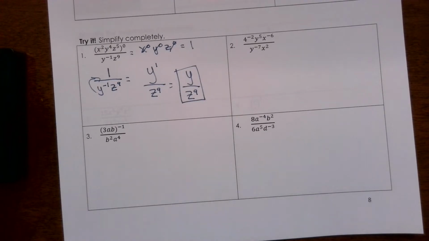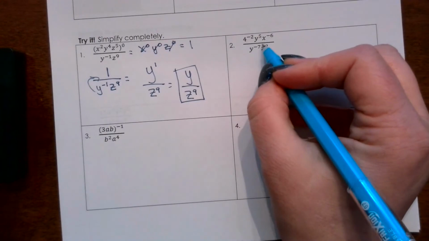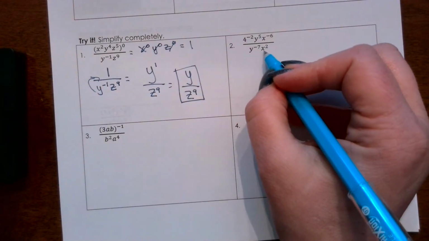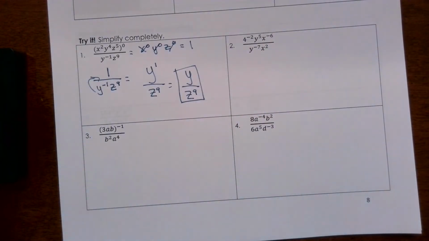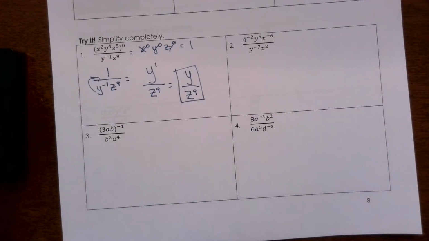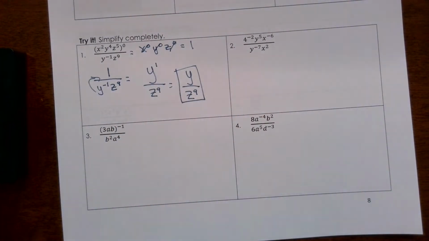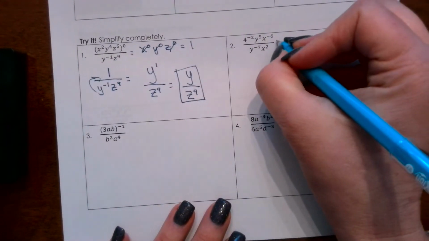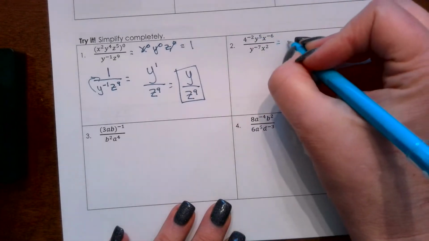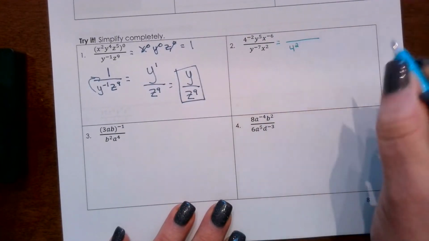So I'm going to look now at my number 2. I've got 4 to the negative 2, y to the fifth, x to the negative 6 over y to the negative 7, x to the power of 2. I need to get rid of my negative exponents. I don't have the same base up here, the same base down there, nothing I can evaluate or distribute. So I've got 4 to the power of negative 2. I'm going to move that to the denominator.